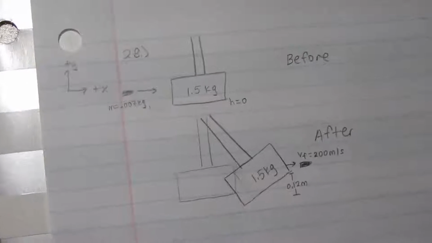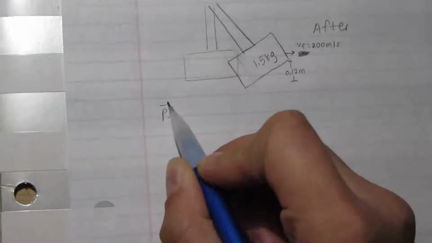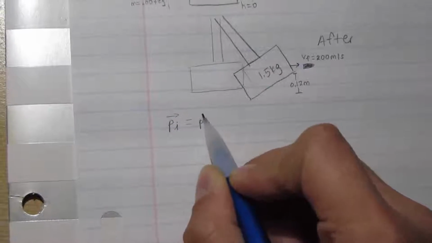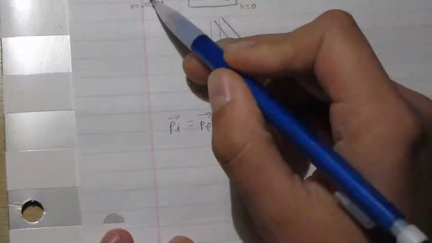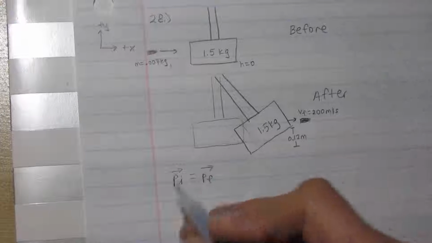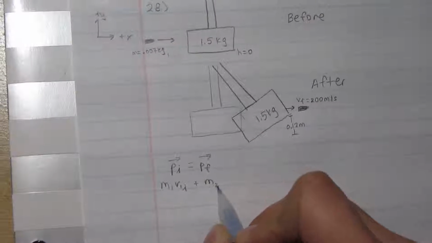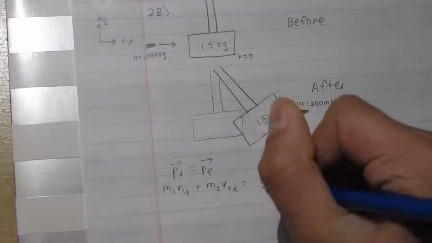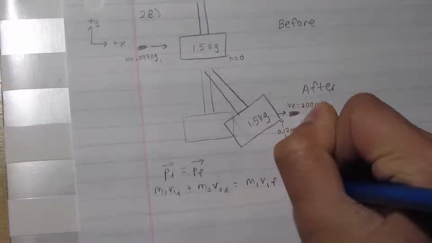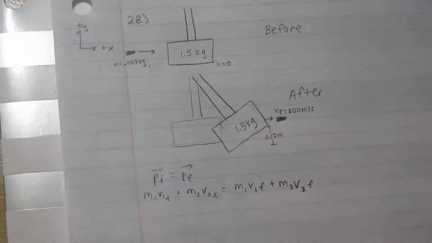So starting off, we know that momentum is conserved, so I'm just going to say that momentum initial equals momentum final. And so I'm going to say that this is my mass 1 v1, and then the block is my mass 2 v2. So m1 v1 initial plus m2 v2 initial equals m1 v1 final plus m2 v2 final.